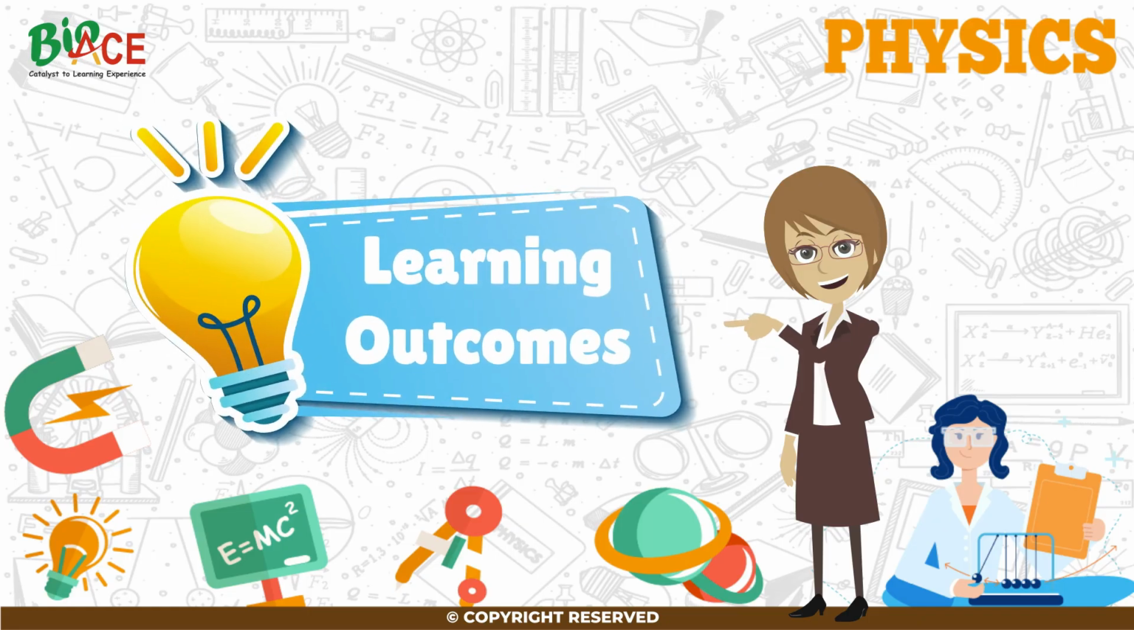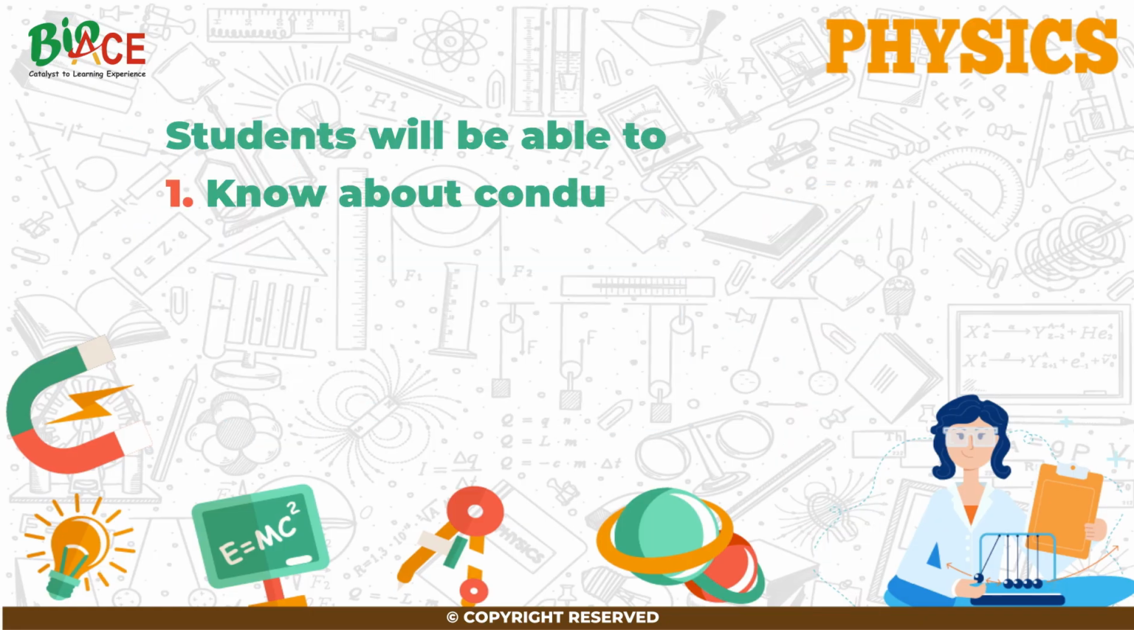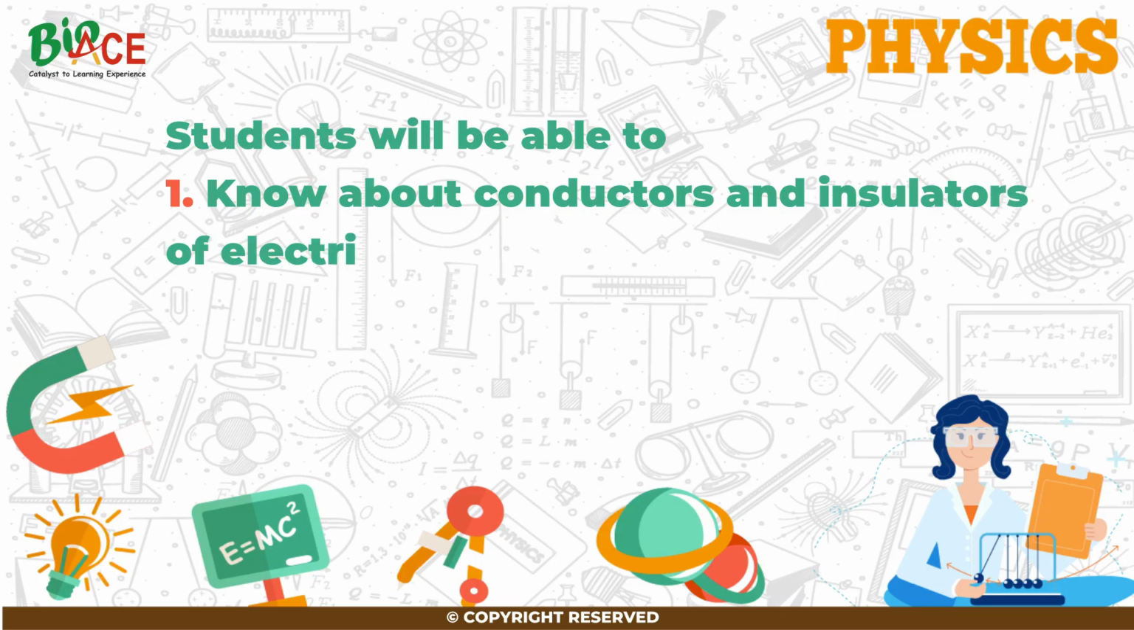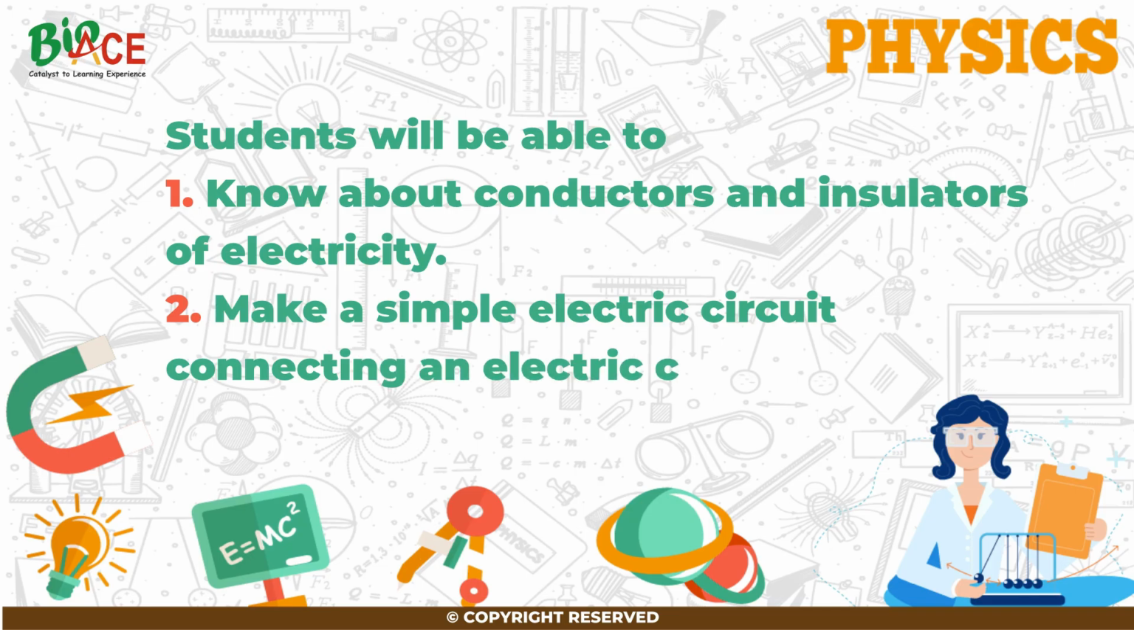Learning outcomes. Students will be able to: 1. Know about conductors and insulators of electricity. 2. Make a simple electric circuit connecting an electric cell with a bulb.